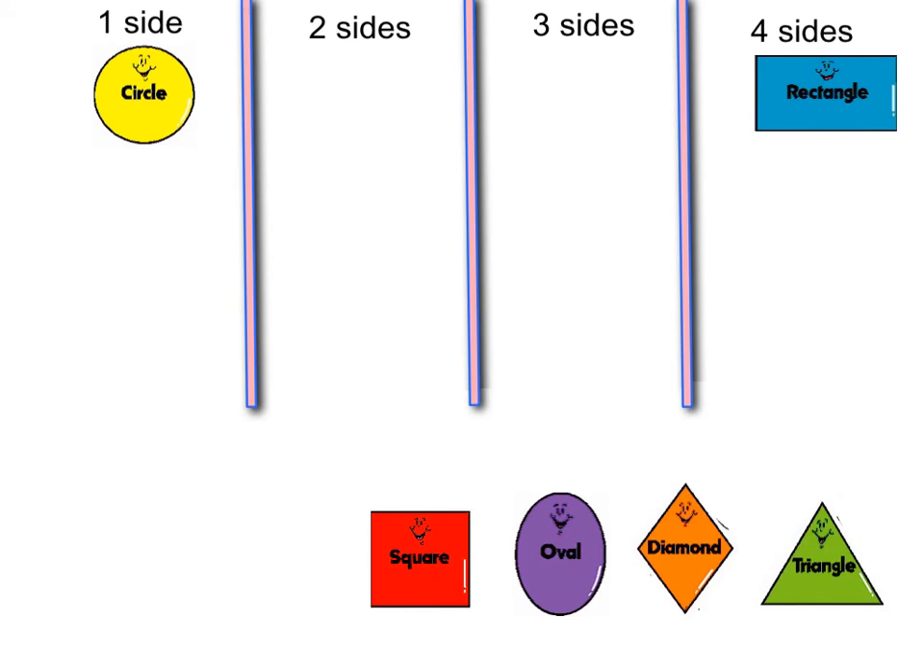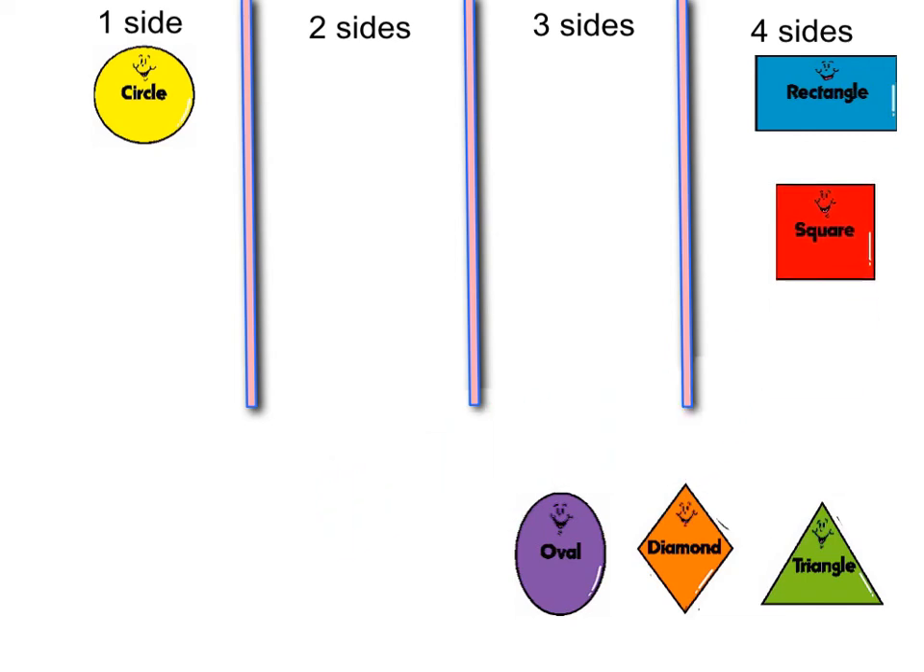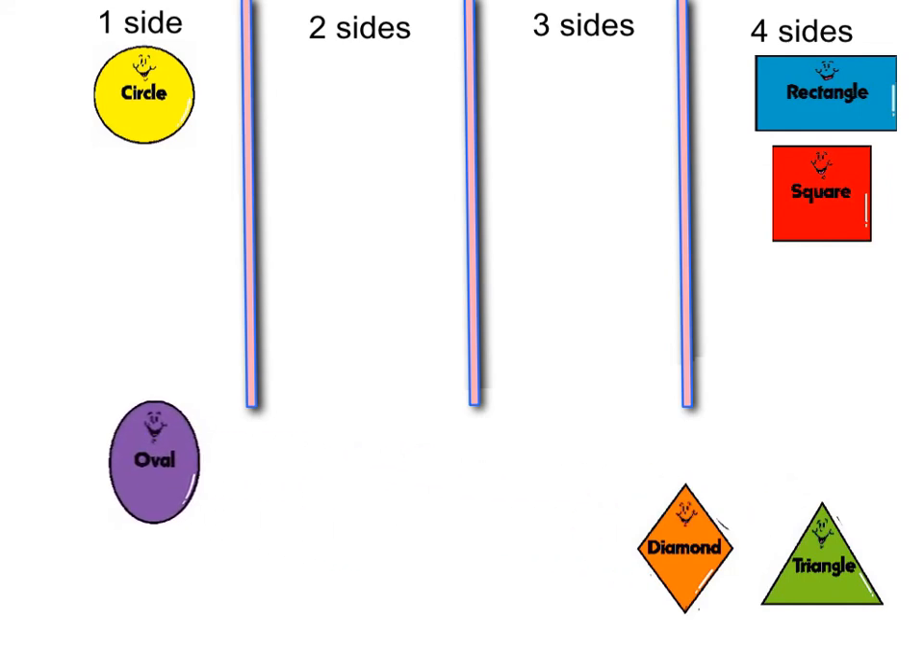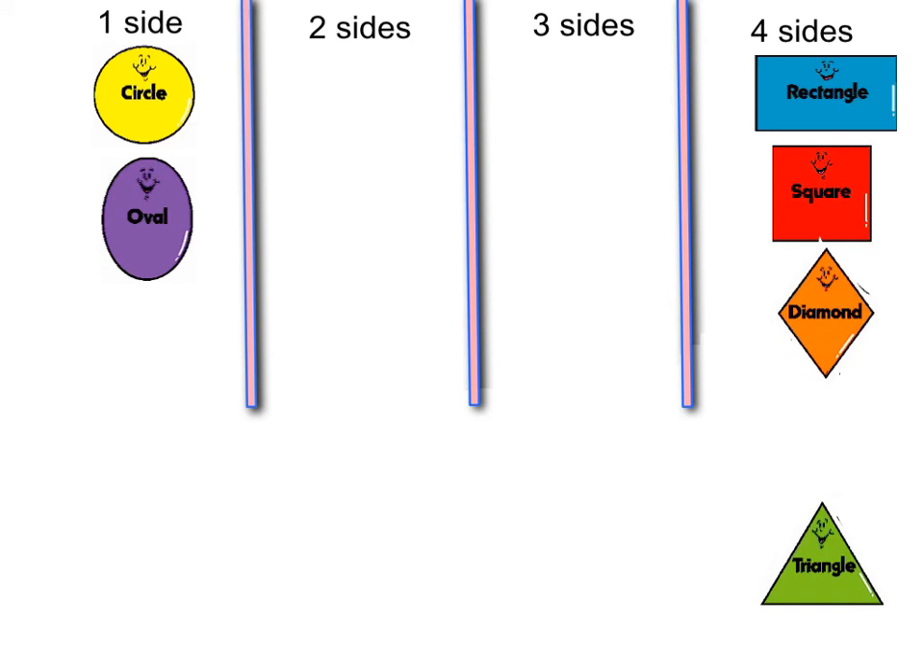What about the square? The square also has 4 sides, so we're going to put it down the end here with the rectangle. The oval has one curved side, so we'll put that there with the circle. The diamond has 1, 2, 3, 4. And lucky last, the triangle has 3 straight sides.